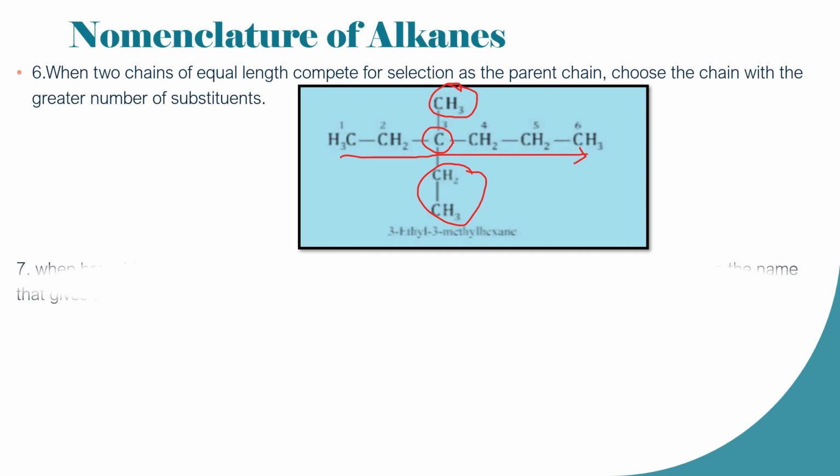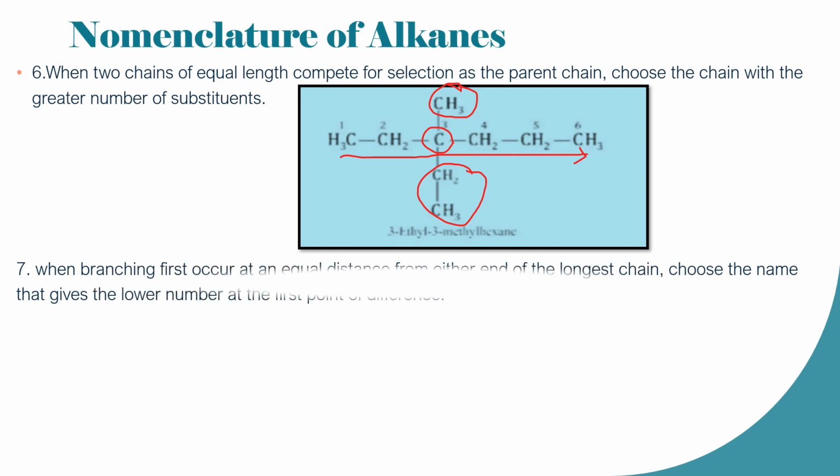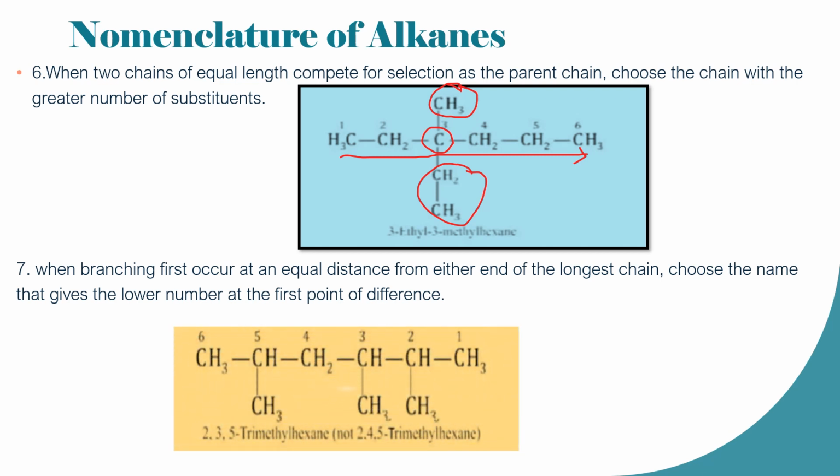And the second one is, when branching first occurs at an equal distance from either end of the longest chain, choose the name that gives the lower number at the first point of difference. See here, the longest chain has 6 carbon atoms, and 3 methyl groups are attached. If you count from here to here, then the 2 methyl groups get the lowest number.